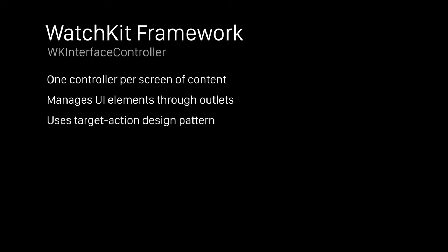When you create your interface controller subclass, you add outlets for each UI element you need to manage. These outlets connect to objects in your storyboard and handle the transfer of information between your WatchKit extension and Watch app. In addition to outlets, you set up action methods for the interactive elements of your storyboard. As with outlets, you connect each action method to the corresponding UI element. When the wearer interacts with that element, WatchKit calls your action method.